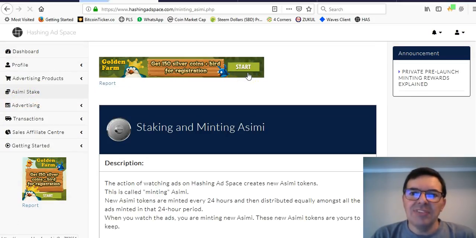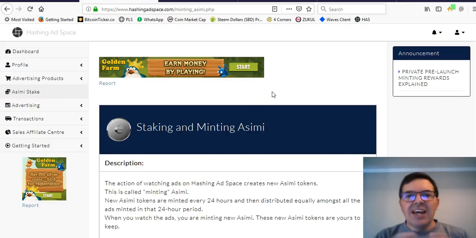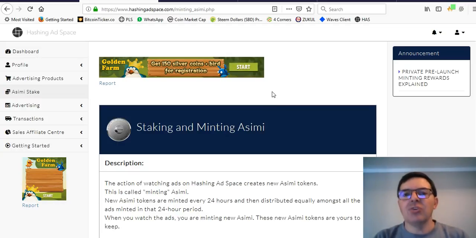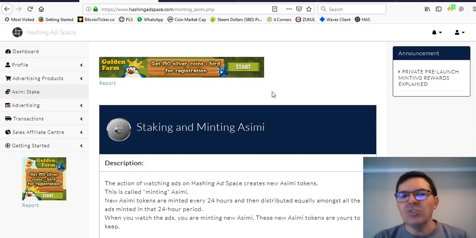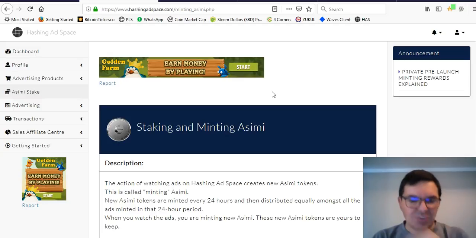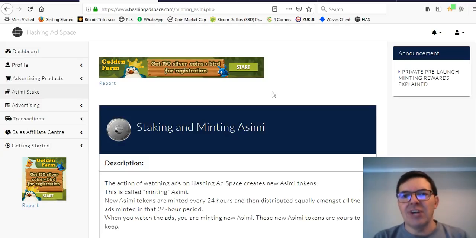So you buy Asimi and you stake it in hashing ad space. That $100 worth of Asimi, everything is repaid to you because you're only staking it. You're not buying anything. It's not a purchase. For people familiar with cryptocurrencies, in all cryptocurrencies you can stake your cryptocurrency, and what you do is create stability in that cryptocurrency because you're fixing those tokens.